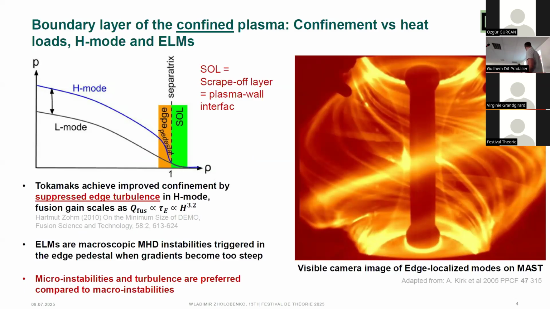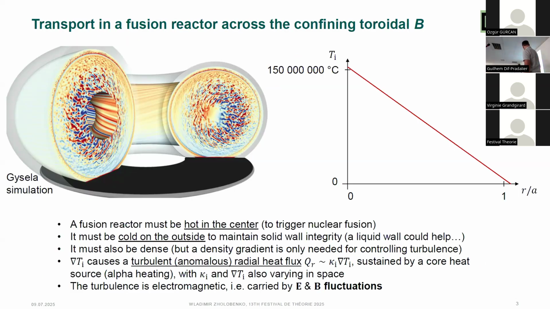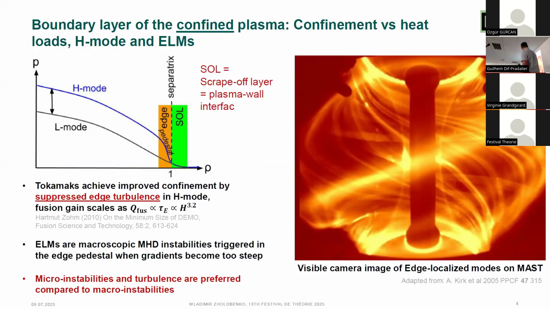Okay, weird. This is how a radial profile of the plasma pressure looks like, roughly. It's high in the center, low at the edge. And essentially, the pressure gradient which we can sustain defines how large the machine needs to be to produce fusion energy. There is the low confinement mode, and okay, the topic of the conference is boundary layers.